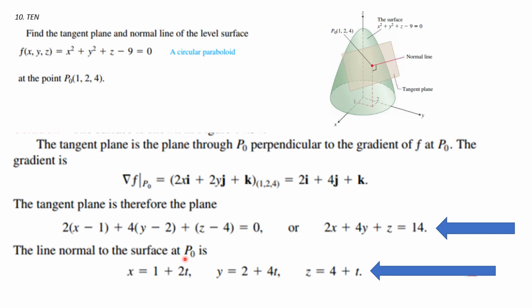The normal line does go through that point, so it's 1, 2, and 4, but the directions are going to be 2, 4, and 1. So this is a parametric representation of that. You could have written it differently, but this is x is equal to 1 plus 2t, y is equal to 2 plus 4t, and z is equal to 4 plus t. So these were the two answers that you wanted to have for the problem.